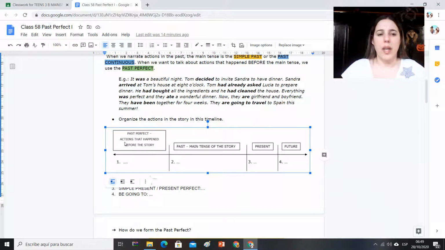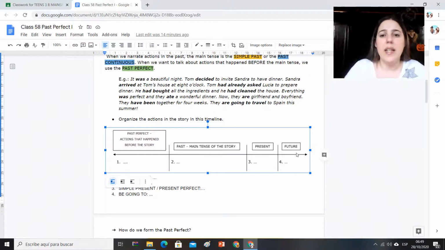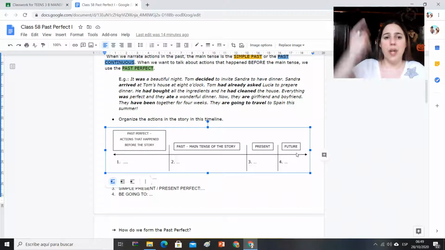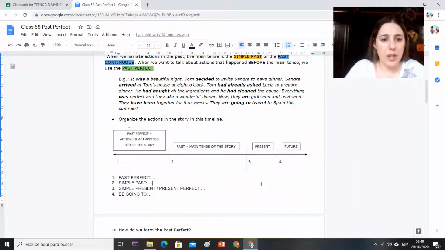in order, okay? So you're going to put here in number 1 the actions in past perfect que habían sucedido antes que las number 2, el simple past, okay? And then in number 3, yes, what happens now, lo que sucede ahora, and in number 4, what is going to happen. As this is an image, como es una imagen, you're going to type here, ¿ok?